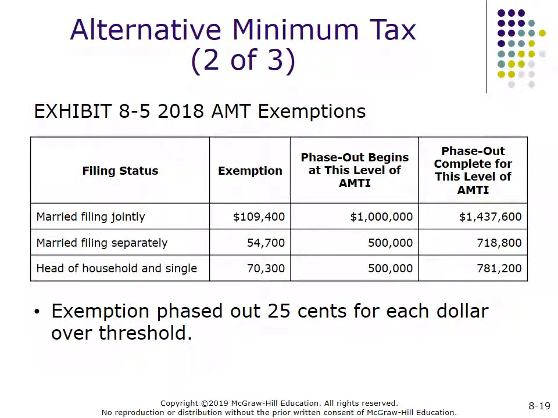The AMT exemption amounts. You are able to deduct, if you're married filing joint, $109,400 from your computation. Married filing jointly, head of household, and single are listed there. Those exemption amounts phase out as your alternative minimum taxable income reaches $1 million for married filing joint, $500,000 for all others, and they phase out 25 cents for each dollar it's above that amount. So once your income reaches those far right amounts, alternative minimum taxable income, that is, you do not get an exemption. It will all be taxed.